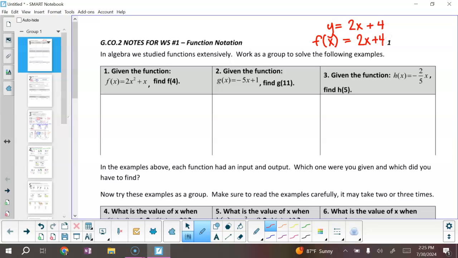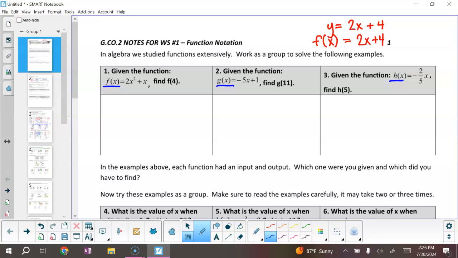Or it could be g of x, h of x. The letters can change depending on what they're using in the problem. But you can see how everything pretty much looks the same except for that beginning piece. And so you're going to see, down here in our notes, we've got an f of x here, we've got a g of x on number 2, we've got an h of x on number 3. So all of those are just giving you a different way to think about using these equations.